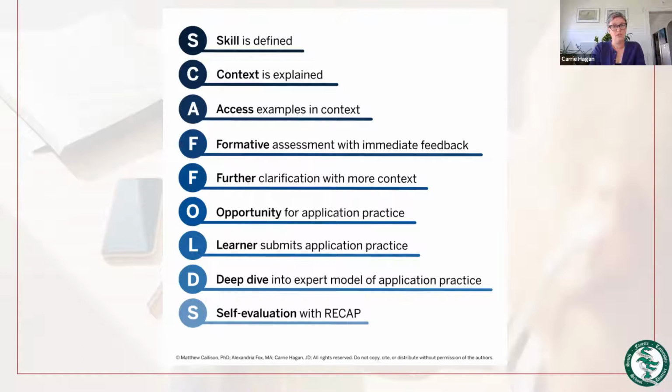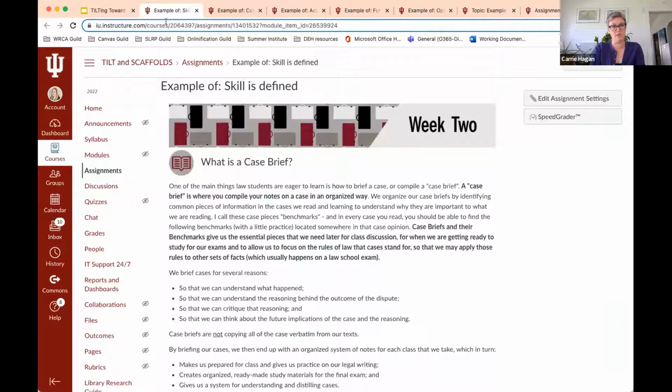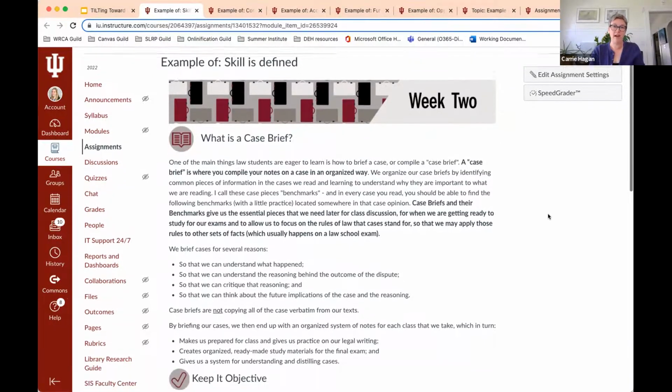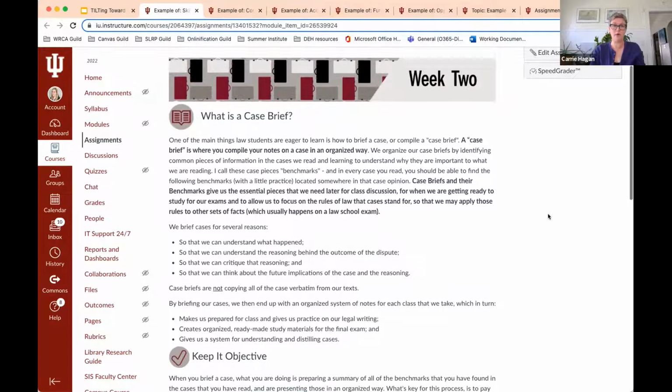So what we'd like to do now is show you the way that we implemented these steps into the exercise for the course the second time. So instead of just throwing some Google Slides there with a paragraph talking about what case briefing is, we really broke it down. We created a page that really defines what the skill is, so they had an idea of what they were going to be doing.